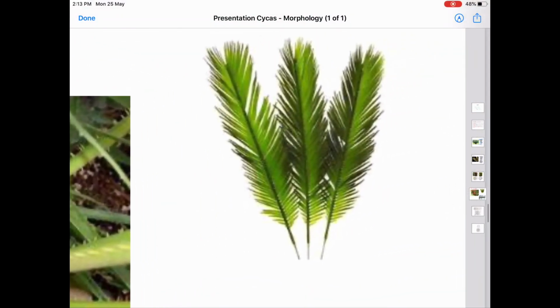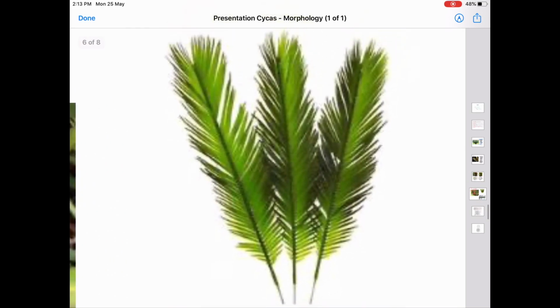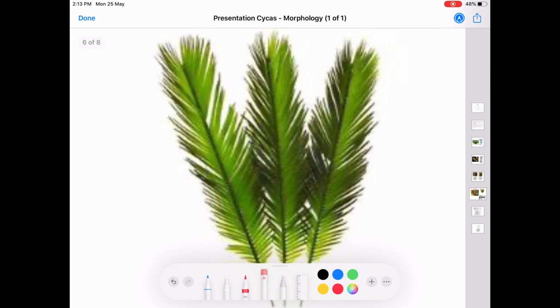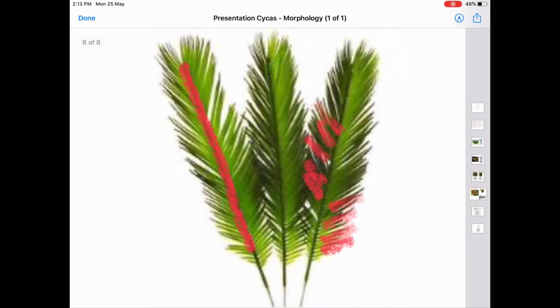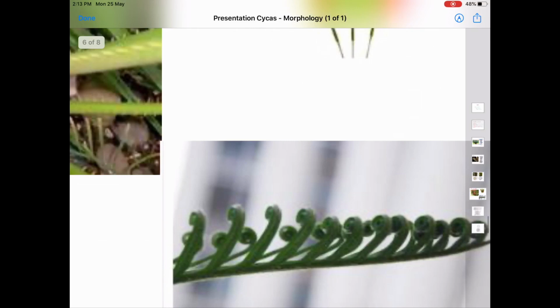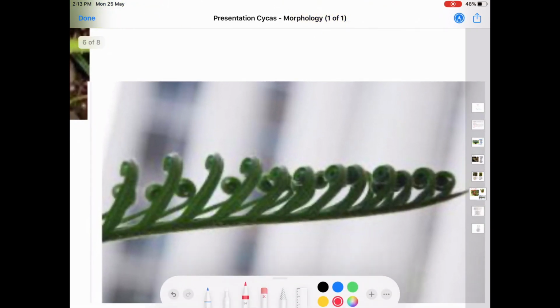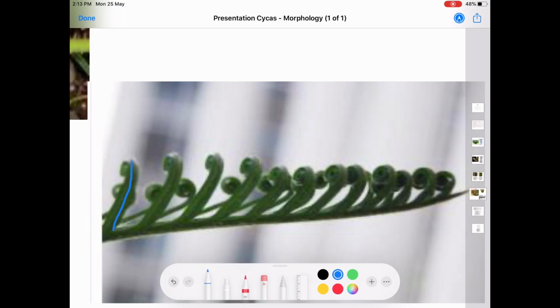Now coming on to the foliage leaves. The foliage leaves are pinnately compound. It carries a central axis, central rachis. When the leaf is young, it shows circinate vernation. The leaf will be infolded when it is young, and this condition is known as circinate vernation. A crown of foliage leaf is produced annually on the apex of the stem.